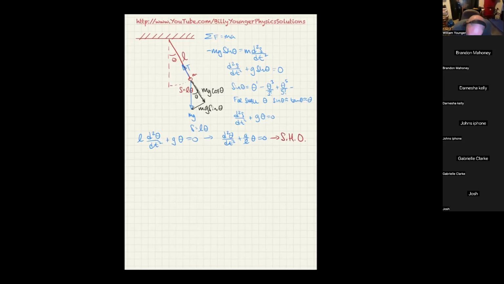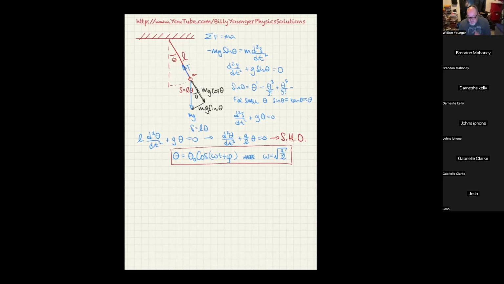This has a solution, theta equals theta 0, say, or you could say A if you wanted to. The main thing is the next part is cosine of omega t plus phi. And I think you can tell from here that omega will be equal to the square root of g over L. So that's the key to actually applying this simple harmonic oscillator understanding to general problems.